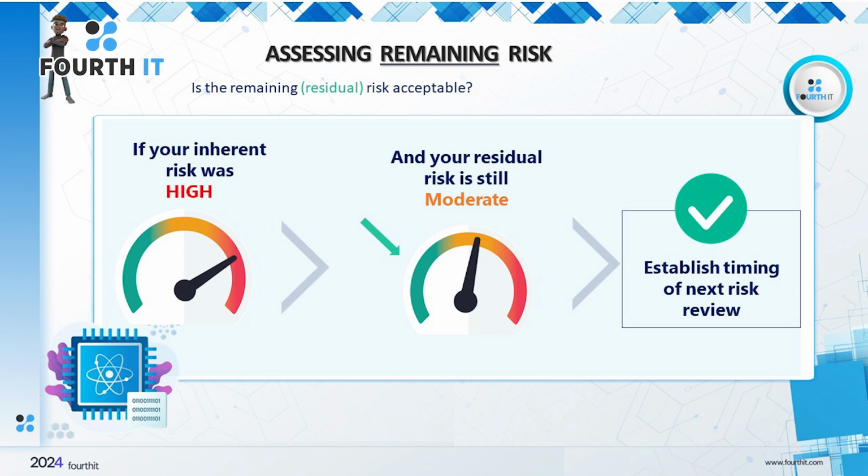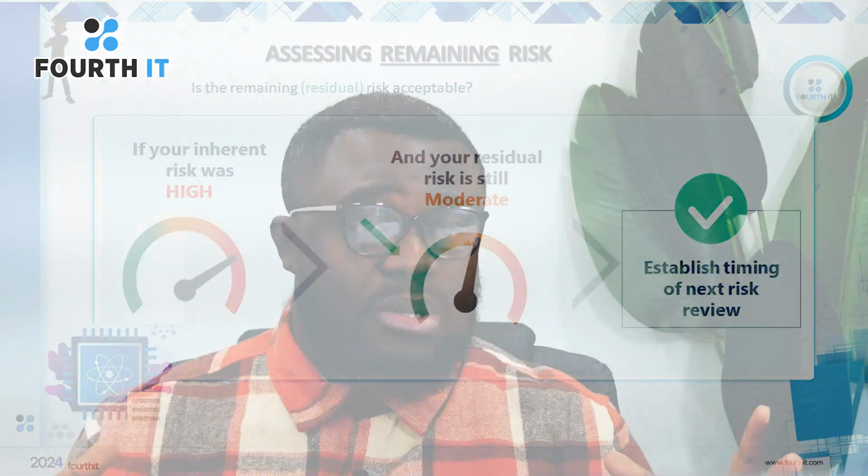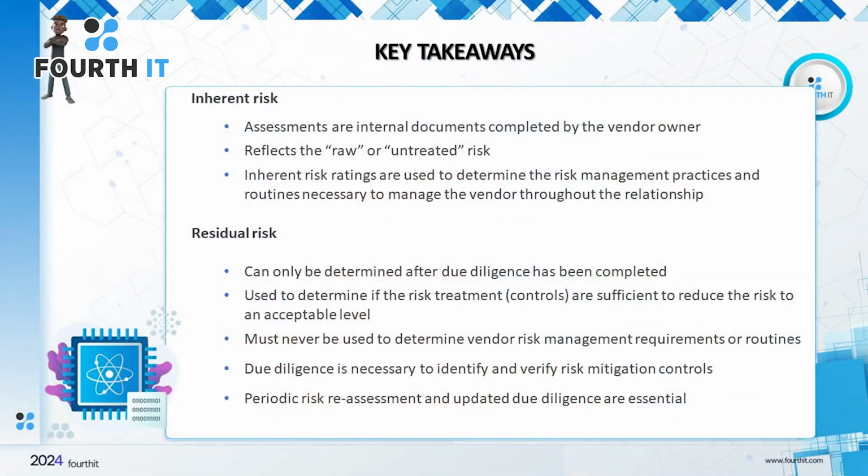Now, a quick takeaway from what we did. We talked about inherent risk and we talked about residual risk. Inherent risk is the risk that is in there before you put in controls. Residual risk is the risk that remains after you put in controls. Now remember that assessments are internal documents completed by the business owner, meaning the business owner is the one making the request. During the inherent risk assessment, the due diligence comes from the TPRM team, but the business owner is the one that fills it out.